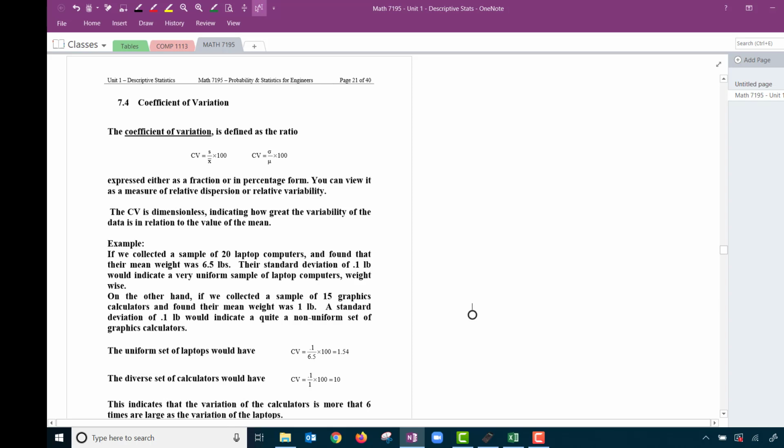I mentioned earlier we should never talk about the standard deviation without talking about the mean. So why not create a statistic that just uses both? The coefficient of variation does just that. It's the ratio. We take our standard deviation and divide it by the mean. Two formulas there, one when it's a sample and one when it's a population. Oftentimes it's multiplied by 100 so that we can list it as a percent.